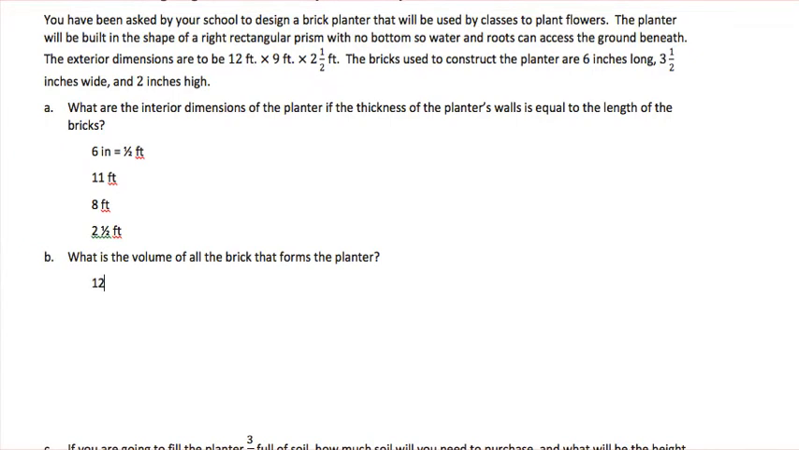So we'll do 12 times 9 times 2.5. That's our outside volume, which is 270 cubic feet. And our inside volume, which is 11 times 8 times 2.5, and that is 220 cubic feet, sorry. And the difference between the two would be 50 cubic feet. So the volume of all the brick is 50 cubic feet.